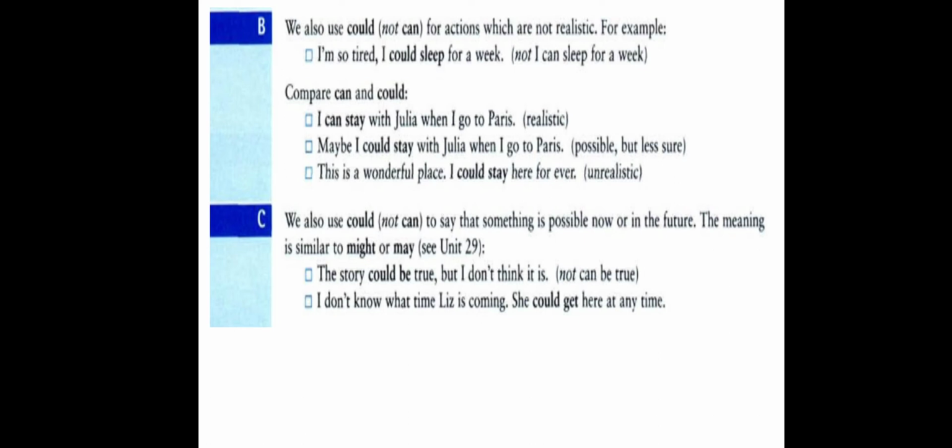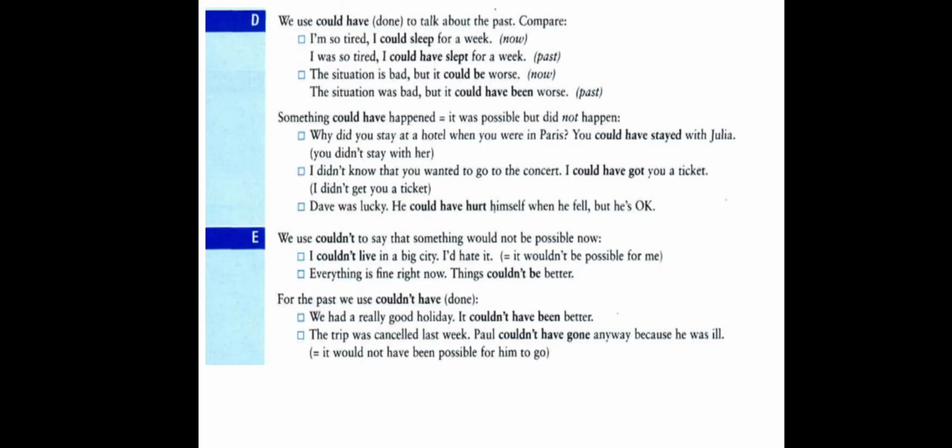We say the story could be true. Here, the story might be true. We used could instead of may or might. I don't know what time Liz is coming. She could get here at any time. She might get here at any time, or she may get here at any time. And may and might are replaced by could. So we say she could get here at any time. Possibility now and in the future. So we use could plus the base form in the place of may or might plus the base form to express possibility now or in the future.